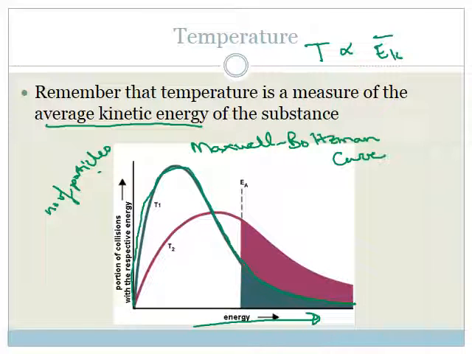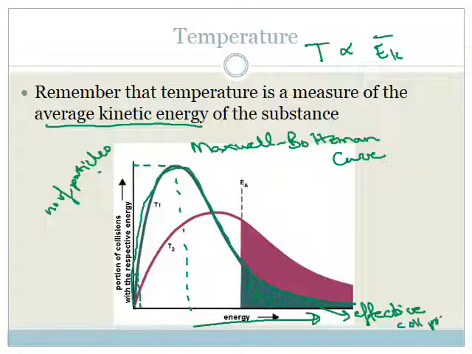So you've got very few particles that have got a little bit of energy. You've got lots of particles that have got a medium amount of energy. And then we have, again, very few particles that have lots of energy. In fact, enough energy to have what we call effective collisions, because they've got sufficient energy. Okay, effective collisions possible. I say possible, not probable, because there are two other factors, remember.